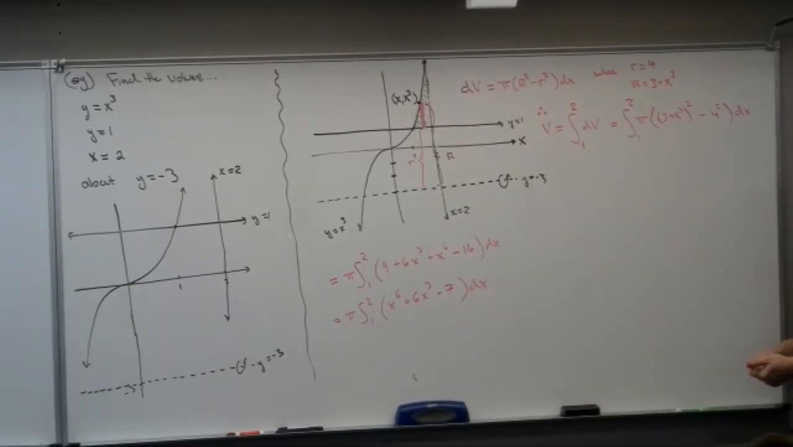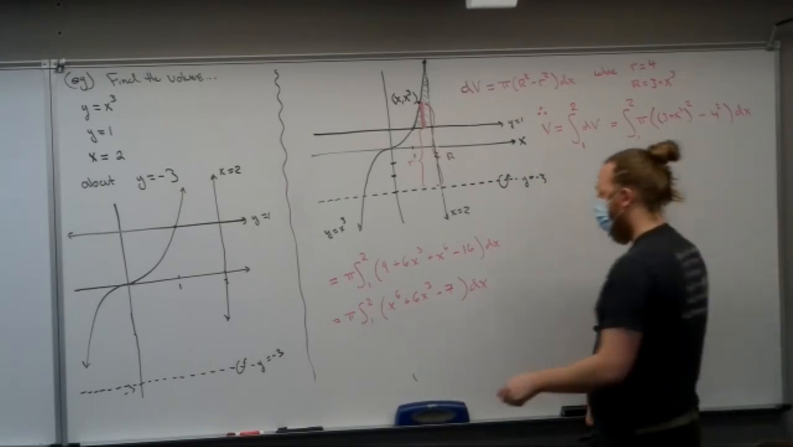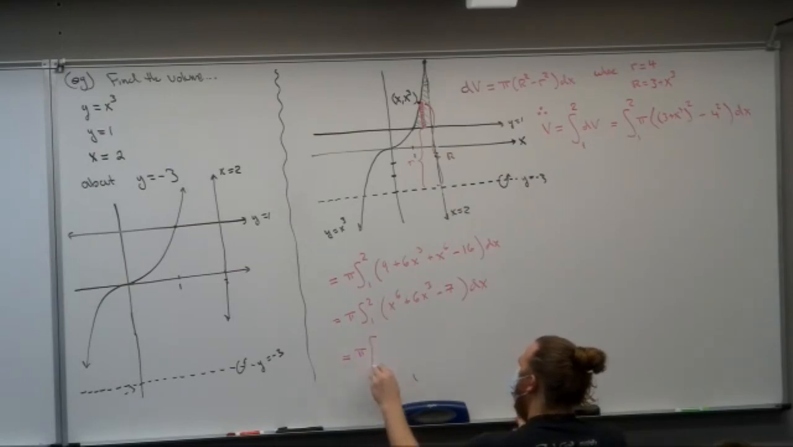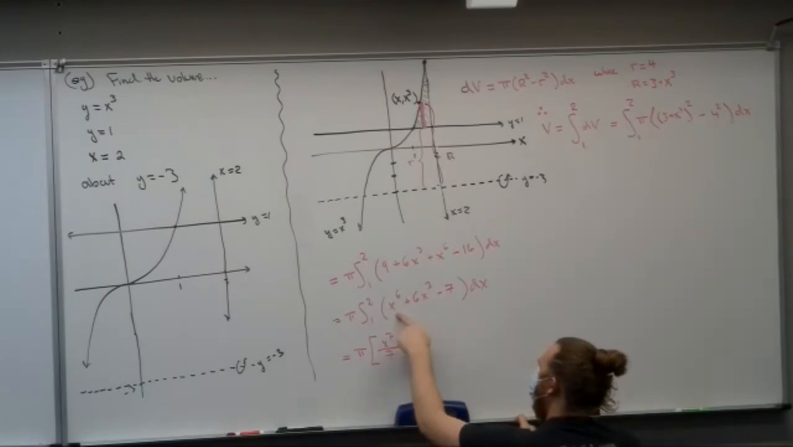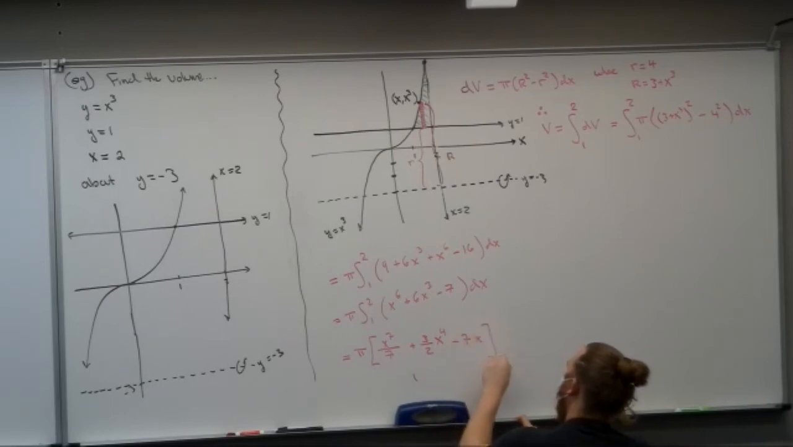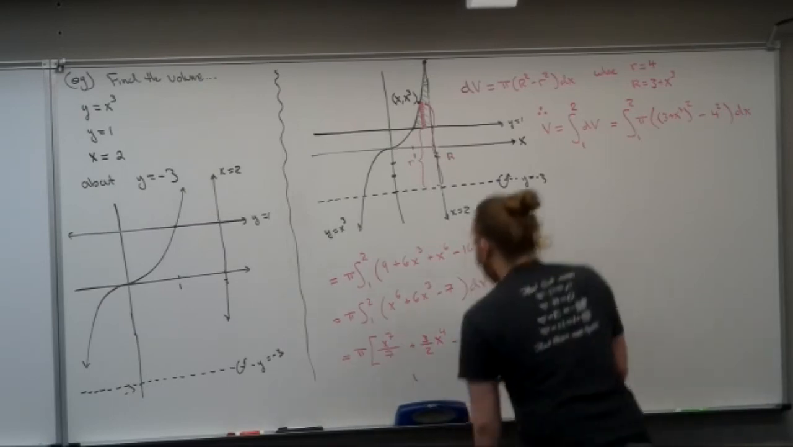We're just integrating a polynomial. It's just power rule stuff. This is pi times x to the 7 over 7, plus 6x to the 4 over 4, which can be rewritten as 3 over 2 times x to the 4, minus 7x, from 1 to 2.